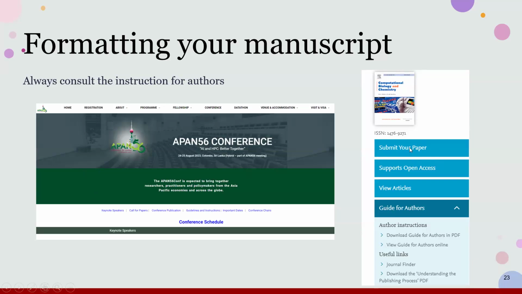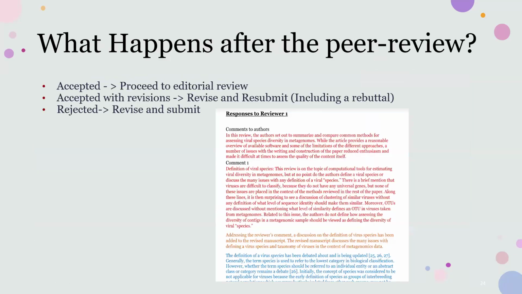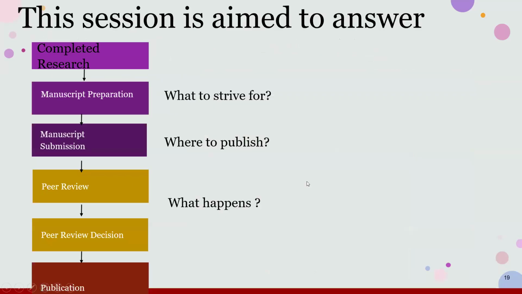You can go to the journal website. Usually there is a section called Guide for Authors, which gives us the instructions for authors in terms of formatting, the review process, and formatting the figures, tables, etc. A conference also generally has a section called Guidelines for the Authors. So it's always good to consult that section as well. Next, as I said, I'm going to answer 3 questions: what to strive for, where to publish, and what happens.